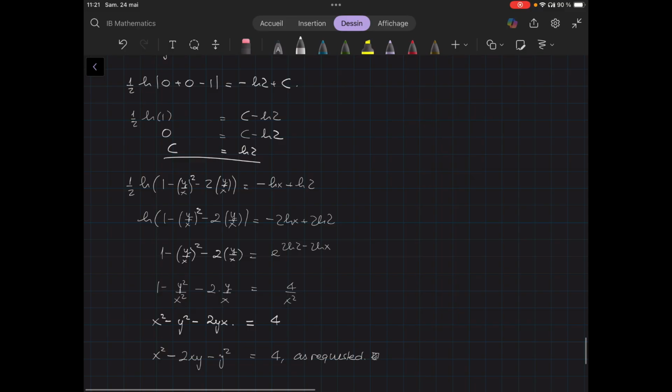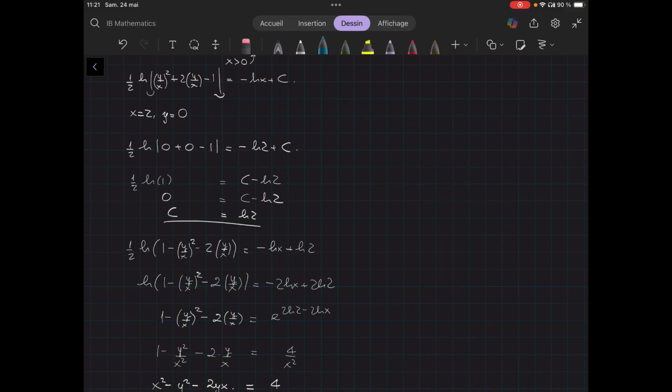This is just a very long procedure. You've got to be mindful of the modulus sign over here when removing it. But yeah, that's the end of section A.